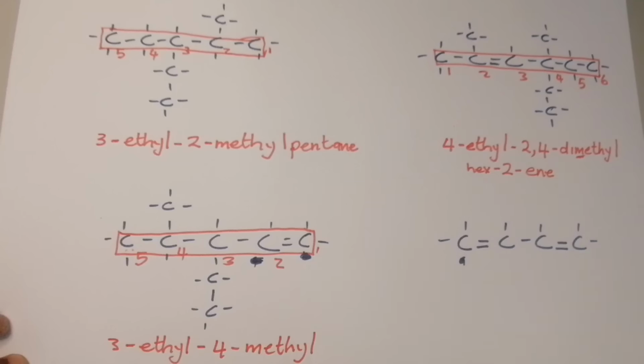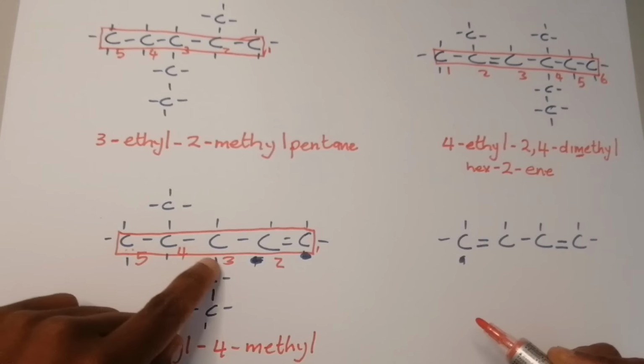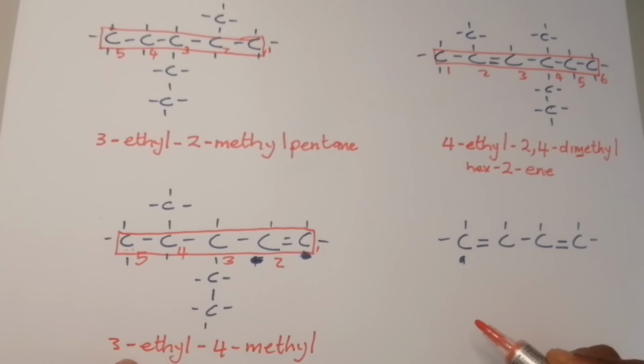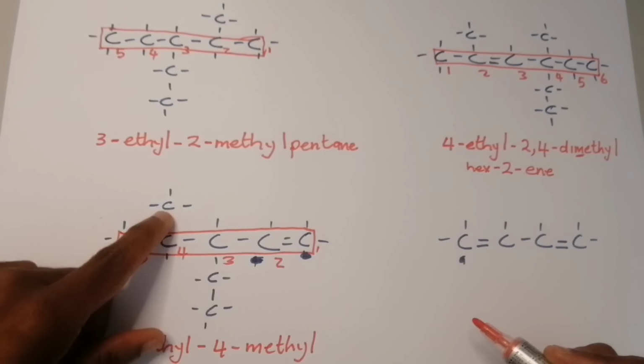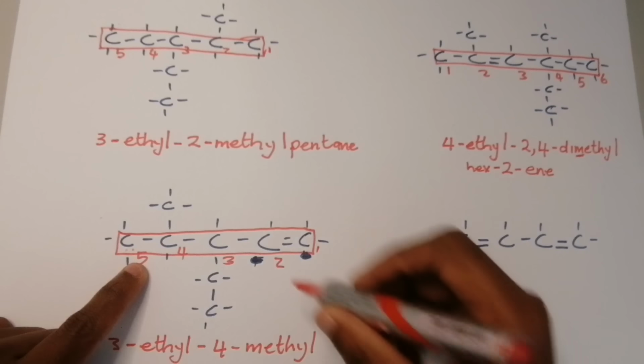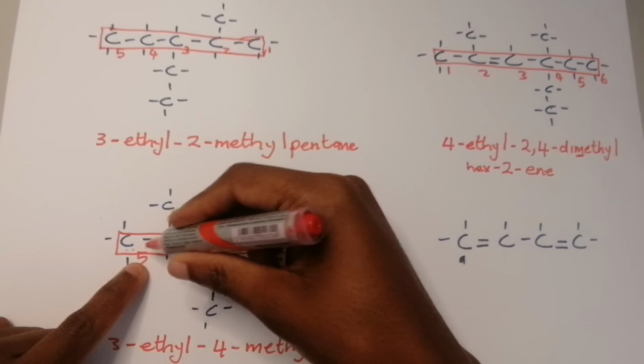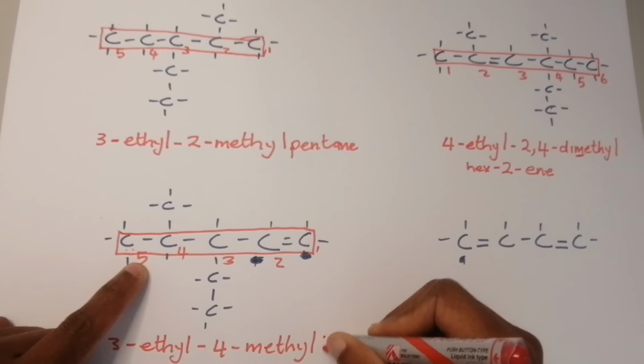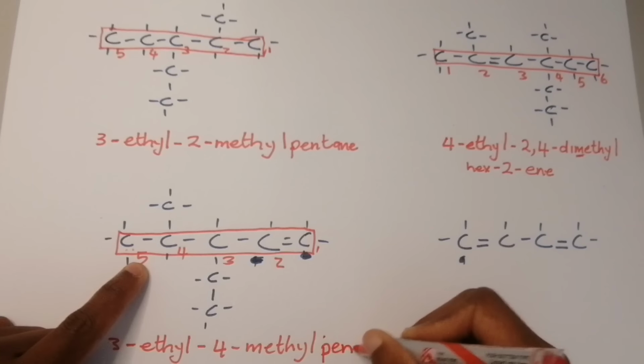Okay? And now notice, in this case, what do I have? Right, so 3-ethyl, E comes before the M. So 3-ethyl, 4-methyl, okay? Right, and then now we come to the parent chain. I've got 1, 2, 3, 4, 5. That's going to be pent.